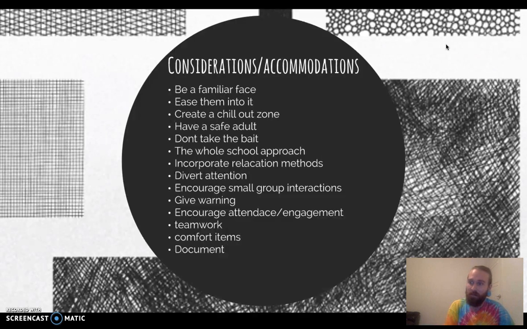Teamwork, so work with parents, get to know them, and make sure that your supports reflect the ones that they have at home, because consistency. Comfort items, so let students have an item that can calm them down, that reminds them of the person they're being separated from. And documentation. We've been through documentation before.